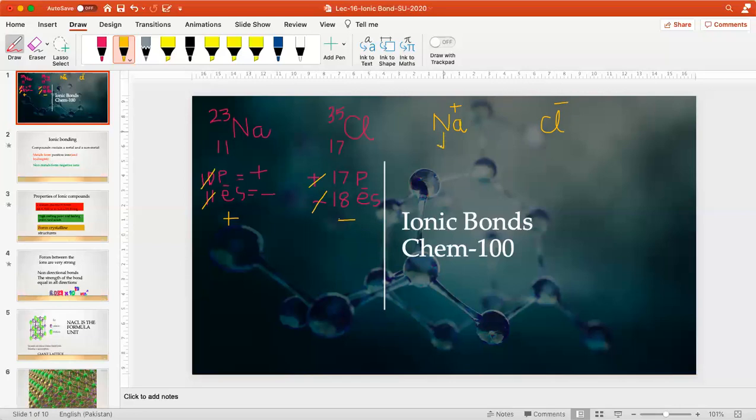This is not a sodium atom. This is a sodium atom, this is a chlorine atom, but this is not. This is known as sodium ion. Since it is a positively charged ion, it is known as cation. It is known as cation, right? This is not a chlorine. This is chlorine, but this is not the chlorine. This is known as chloride ion. This is known as sodium ion. This is known as chloride ion.